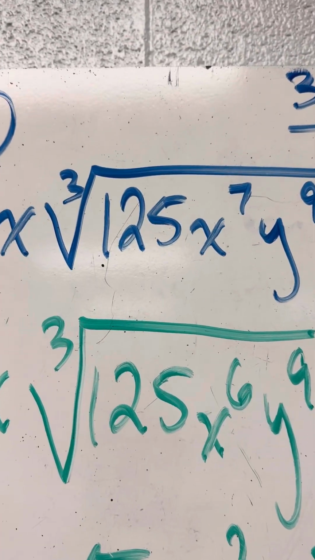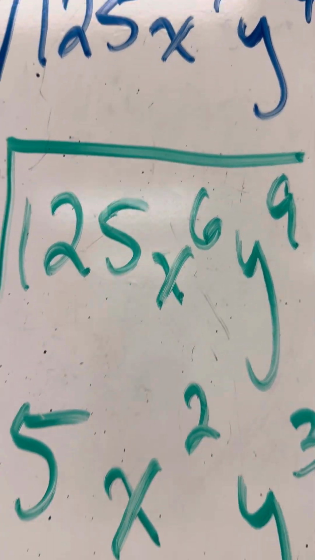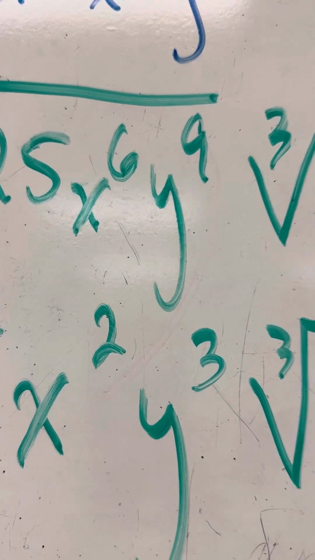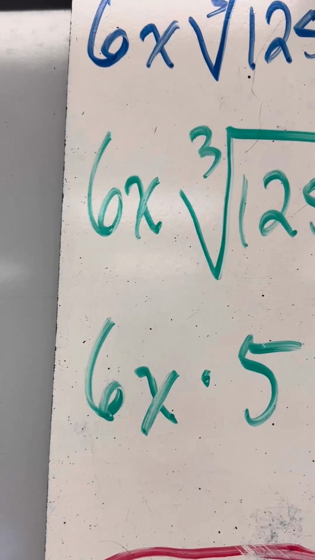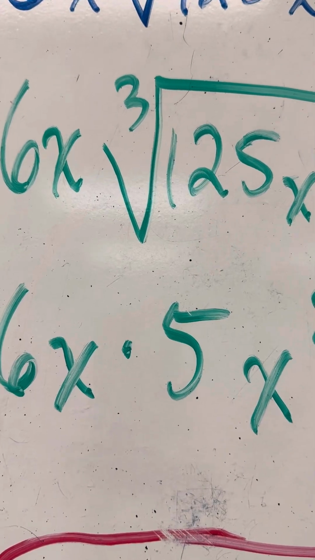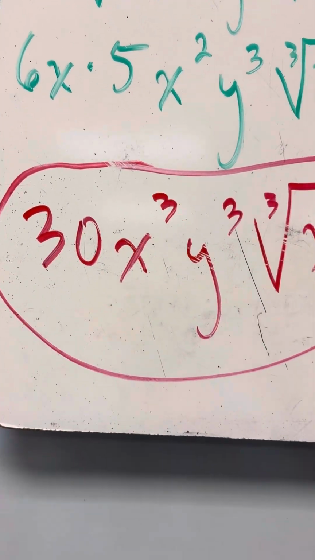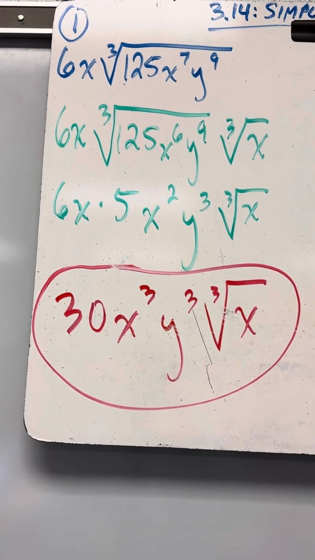So what is the cube root of 125? 5. Cube root of x to the 6th, x to the 2nd. Cube root of y to the 9th, y to the 3rd, times cube root of x. So now you take the 6 times the 5. X times x to the 2nd is x to the 3rd. So you have 30, x to the 3rd, y to the 3rd, times cube root of x.